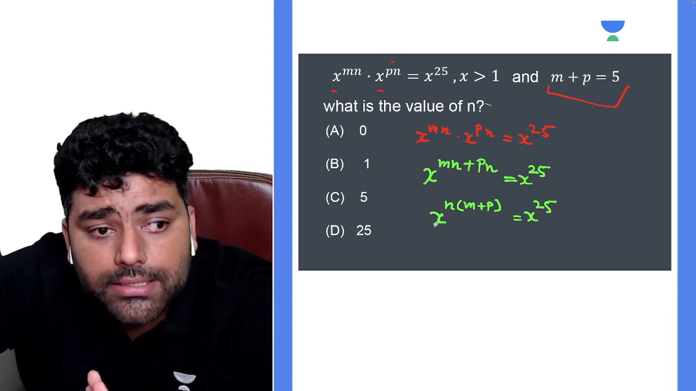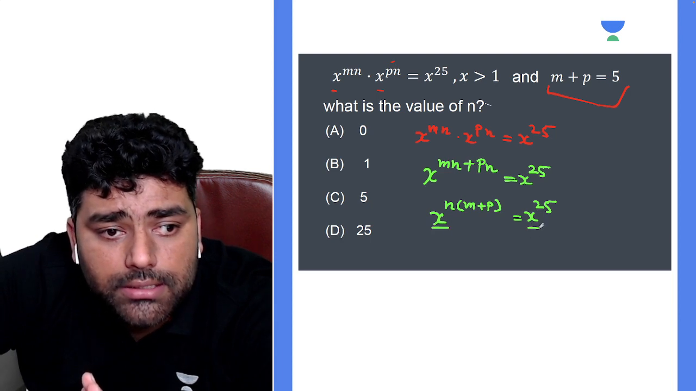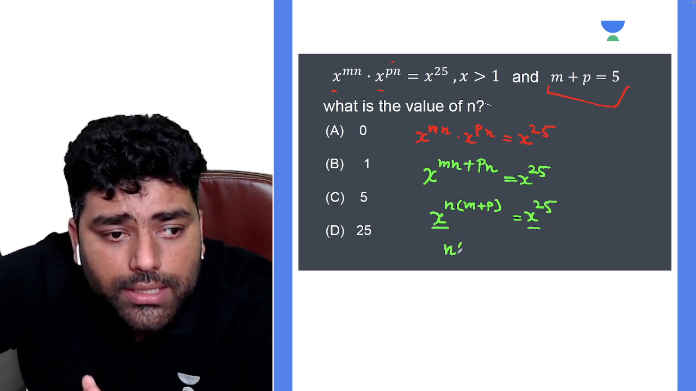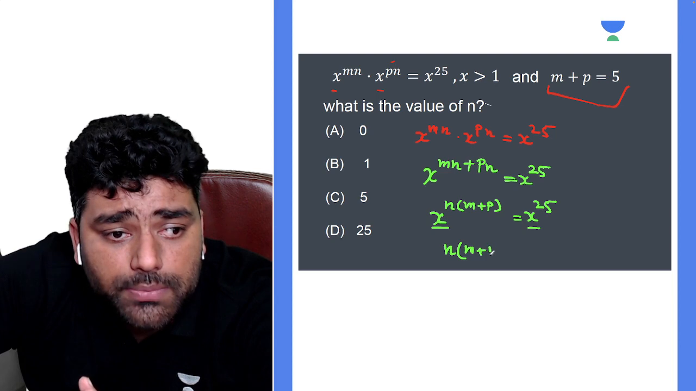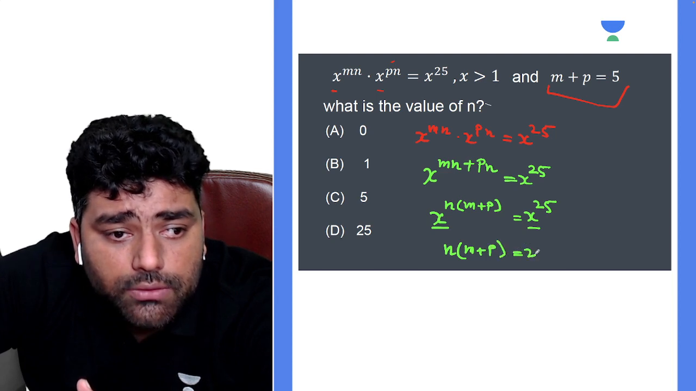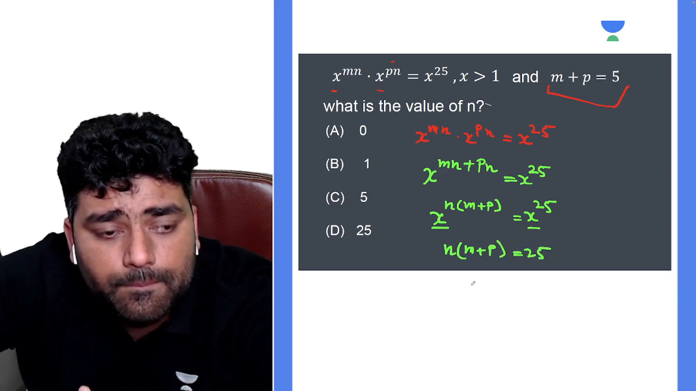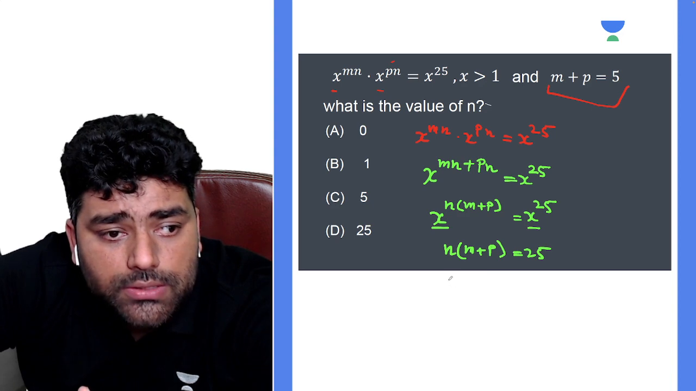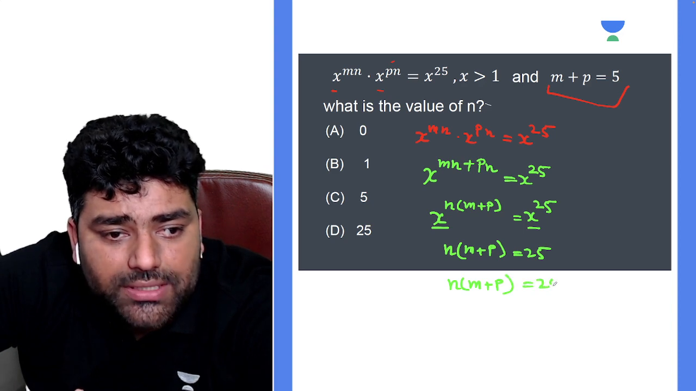And the bases are the same, again x and x there, so you can just compare the powers. So n multiplied by (m plus p) is equal to 25, right? I'm writing it down again: n times (m plus p) is equal to 25, right, guys?